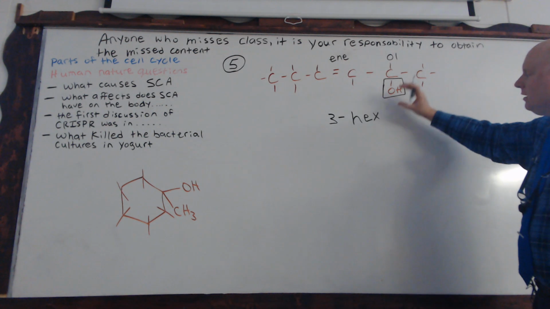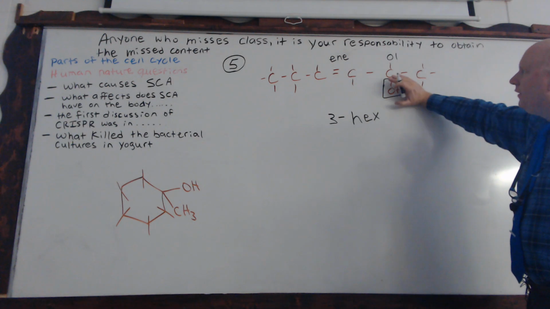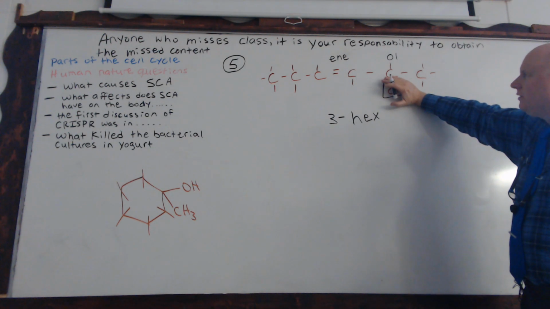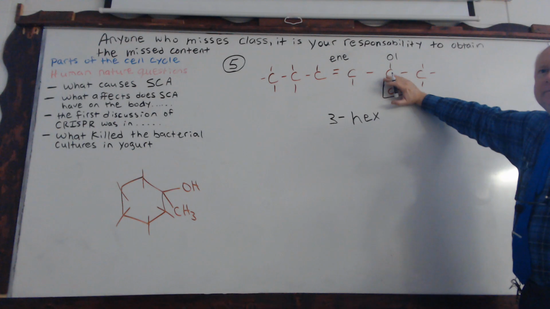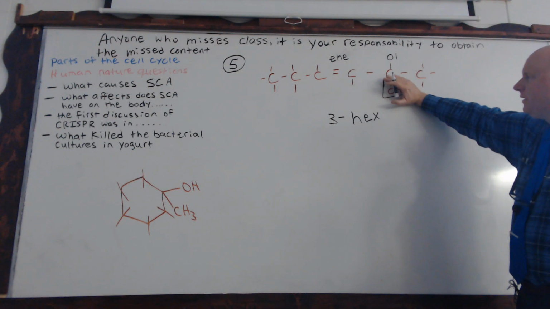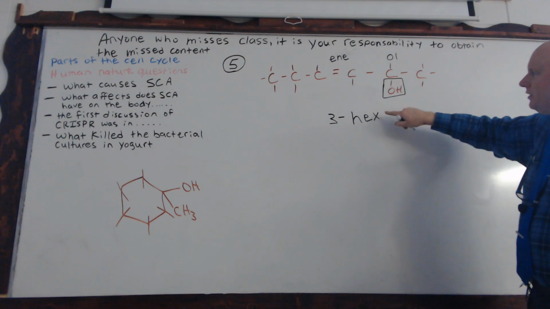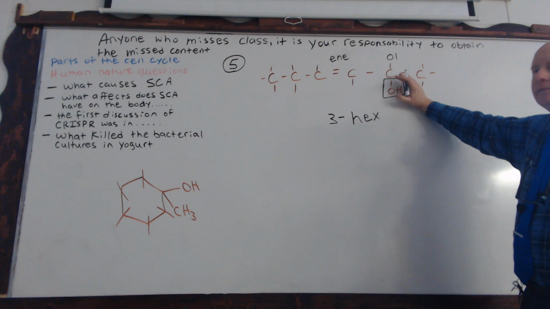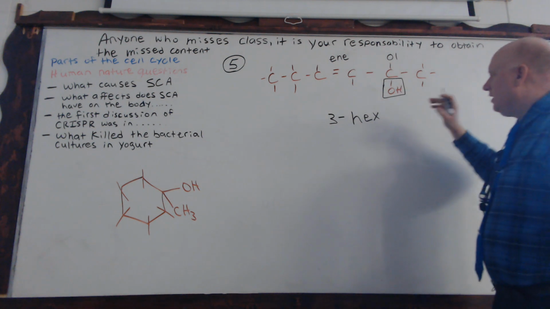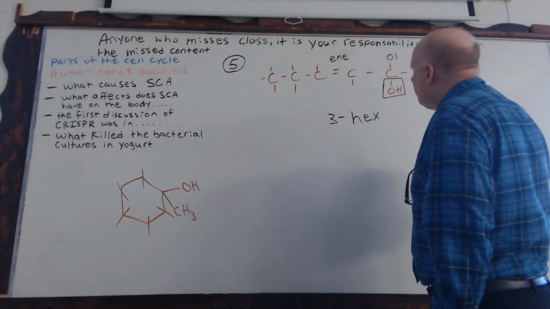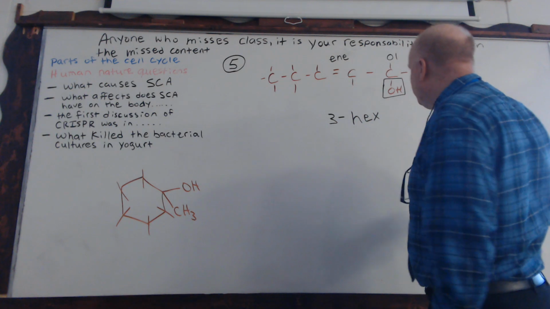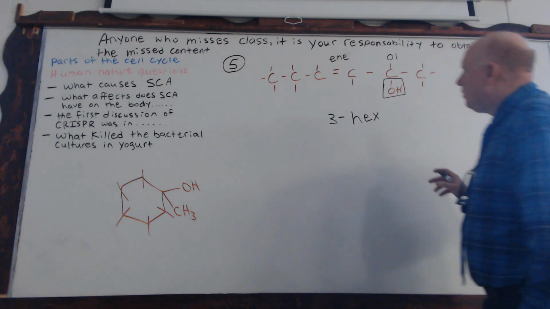Now, if this was not on here, then it would be really simple, I think we would all agree. Because then, what would our suffix be? Right, it would just be 3-hexene. But the problem is we've got these 2 organic families on here. So how do we go about naming those?